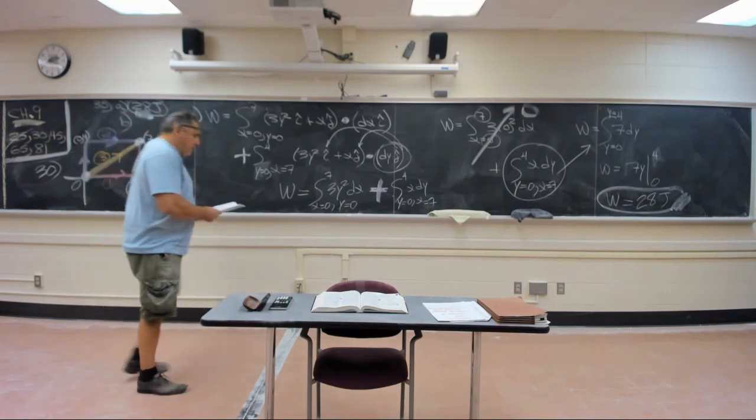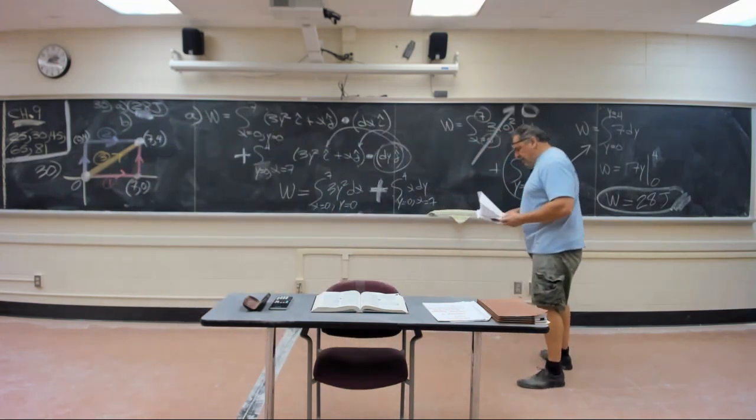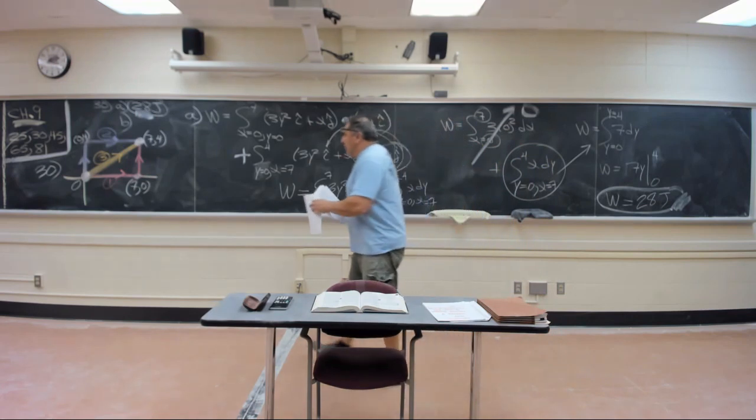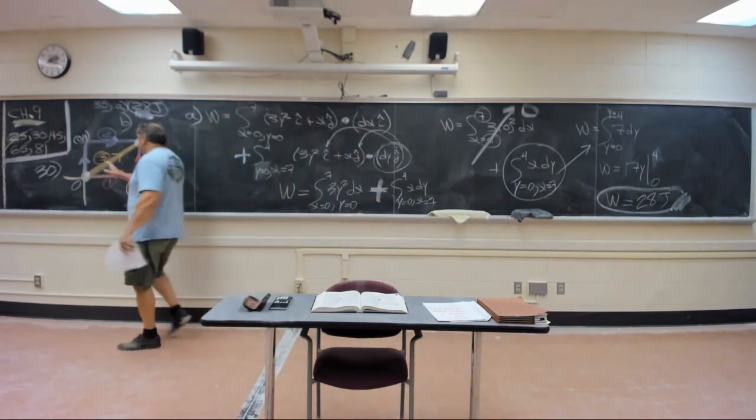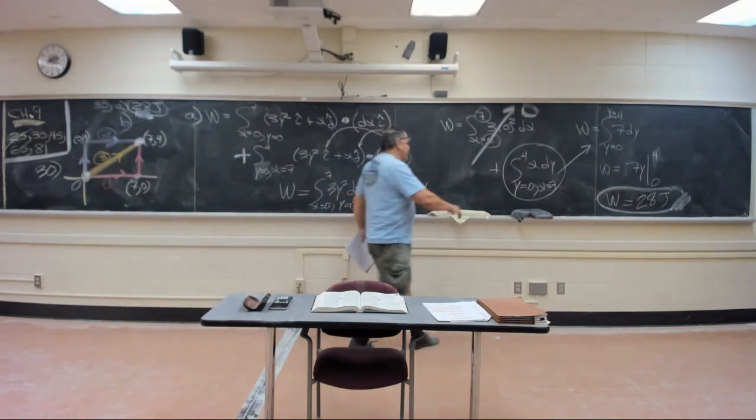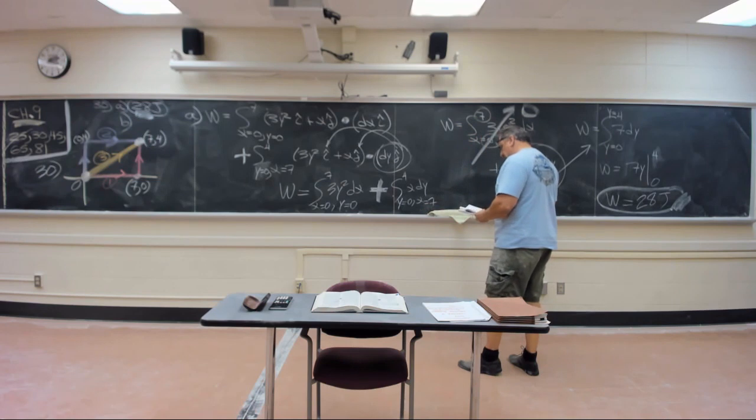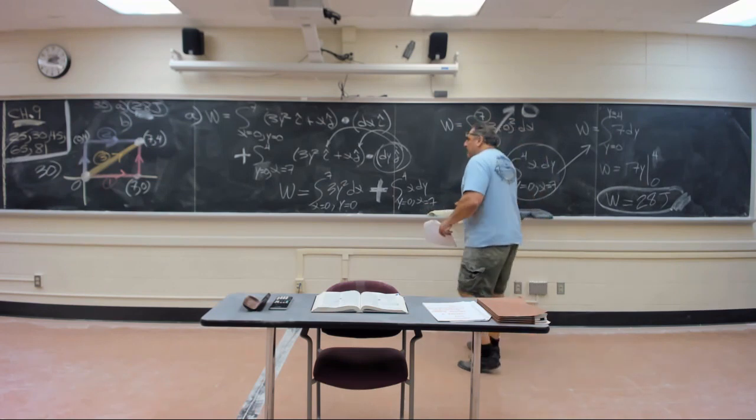Let's find B. B is saying, find what's going on with path 2. Take the walk this way and that way. Let us see how we're going to do that.